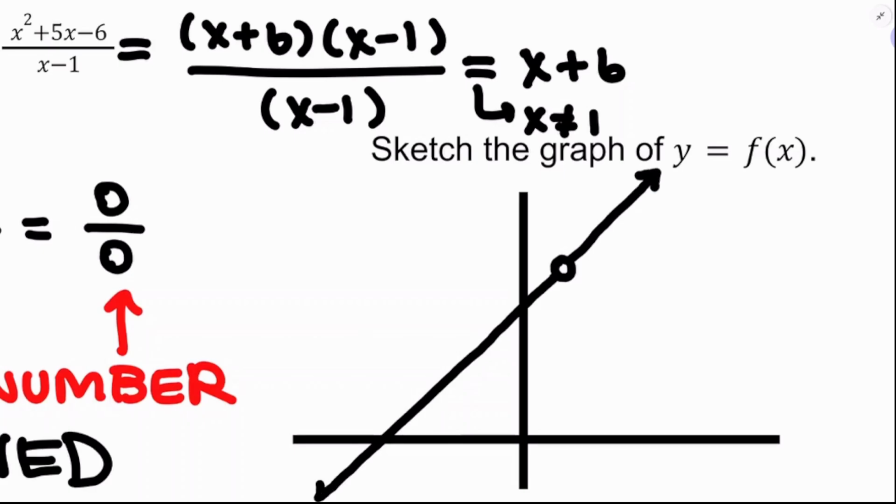And so it's just a line with a hole in it. And not just like we would expect, the y-intercept is going to be at x equals 6. That's the 0 of the numerator that's left over after cancellation.